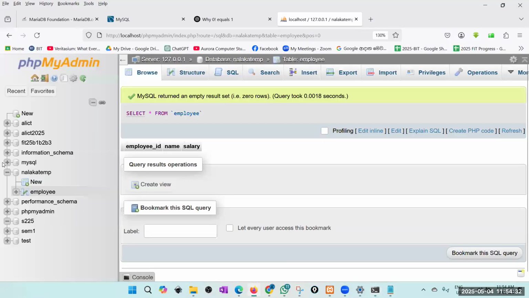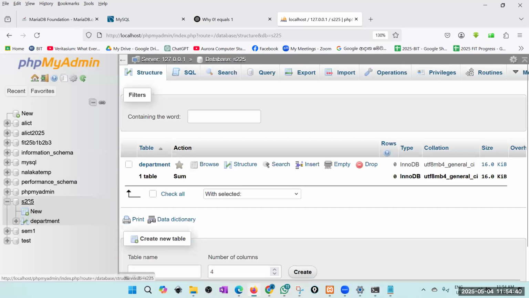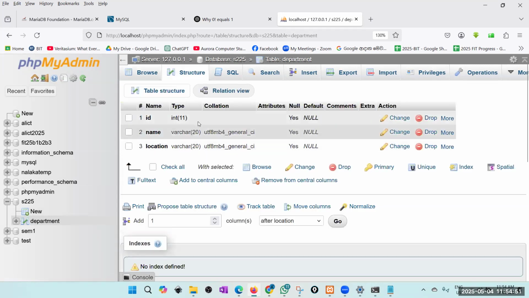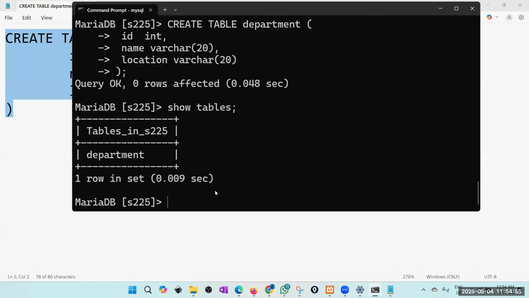And from your web interface also, remember it is S225. You can see there's a table called department because I created from command line because we are connected to the same table. Only thing is maybe you need to refresh this. And this is the structure. Okay. That is how you create a table.